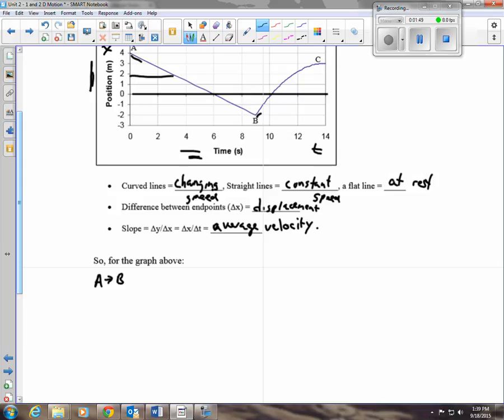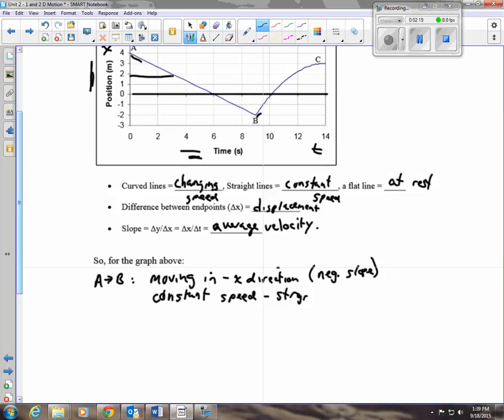So for the graph above, we look from A to B. There's a lot of things we can know about it. First off, it's moving in the negative x direction. You can tell that it has a negative slope. Okay, it's tilting down, just moving in the negative x direction. The next thing is I can say that it's constant speed. Why did I know it was constant speed? Because it's a straight line.